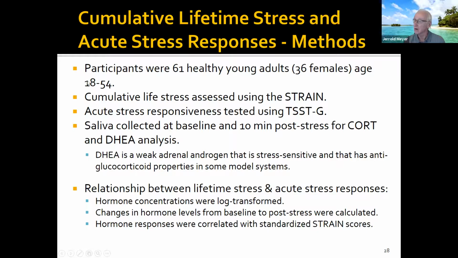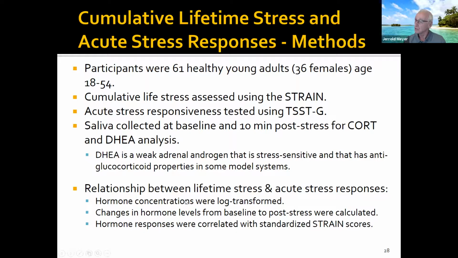Here's the age range. So these are young to late middle-aged adults. And they also looked at the acute stress response using the Trier for groups. They collected saliva at baseline and 10 minutes post-stress for cortisol and DHEA. I mentioned earlier, there was a question about DHEA. I'm only going to present the cortisol data, but I'll mention what happened with DHEA as well.